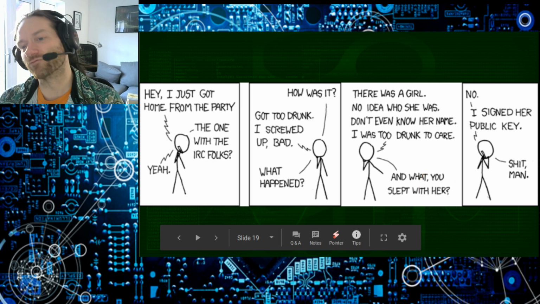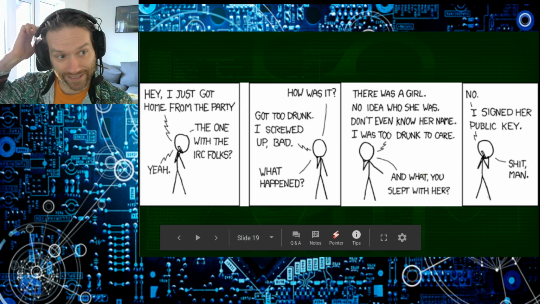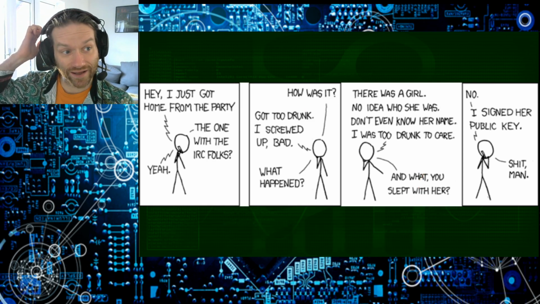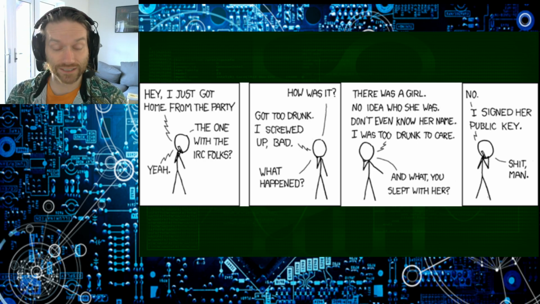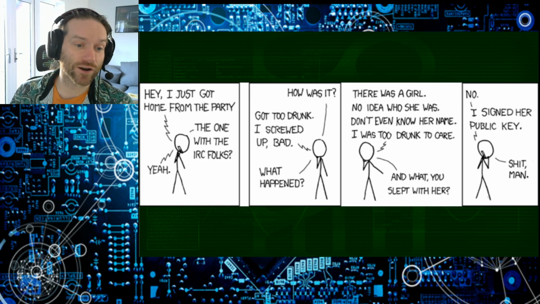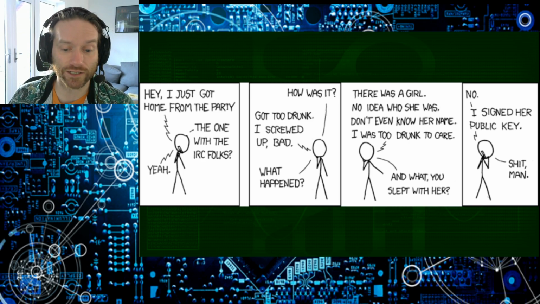There you go. There's a humorous reading of that comic. The idea being that getting drunk at a party and sleeping with someone is nowhere near as bad as getting drunk at a party and signing her public key. Because remember, you've got to know who these people are, right? You've got to actually trust them before you sign their public key.